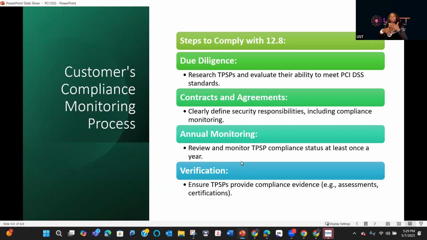So that's something that once you onboard them, you still have to do your ConMon, okay? Go back and review it, making sure that they stay in compliance and their controls are operational, right?